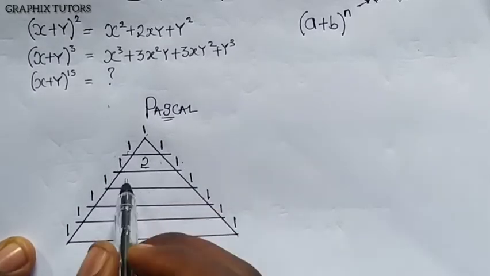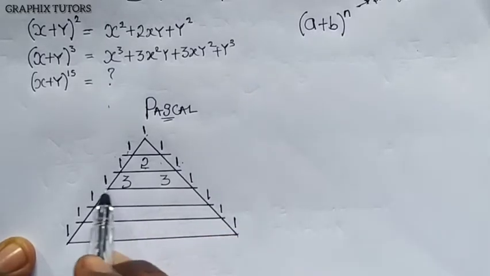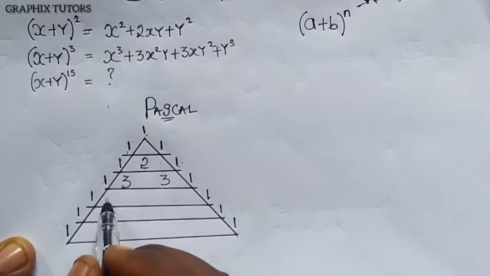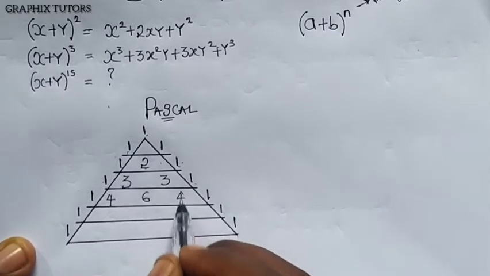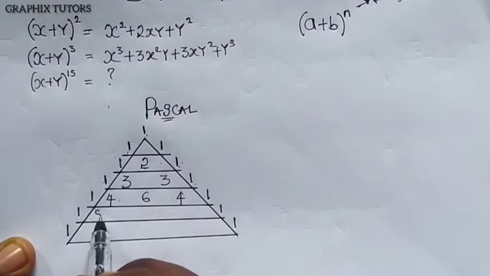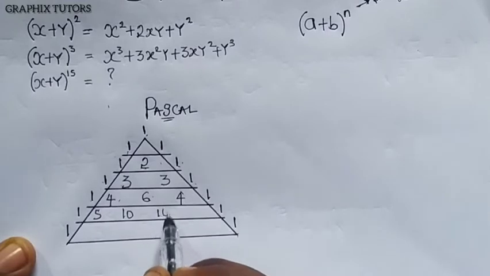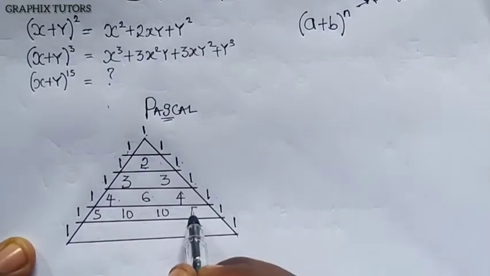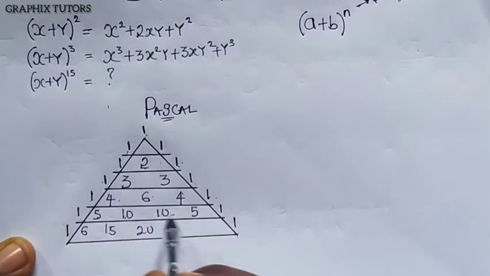2 plus 1 will give us 3 here, and 2 plus 1 will give us 3 here in between, and they are on the same line. 1 plus 3 gives 4, 3 plus 3 gives 6, 3 plus 1 gives 4. 1 plus 4 gives 5, 4 plus 6 gives 10, 6 plus 4 gives 10, 4 plus 1 gives 5. 1 plus 5 gives 6, 5 plus 10 is 15, 10 plus 10 is 20, 10 plus 5 is 15, 5 plus 1 is 6. And you can keep on like that.